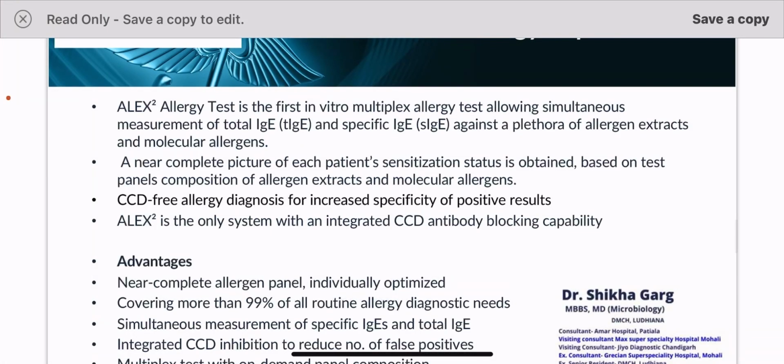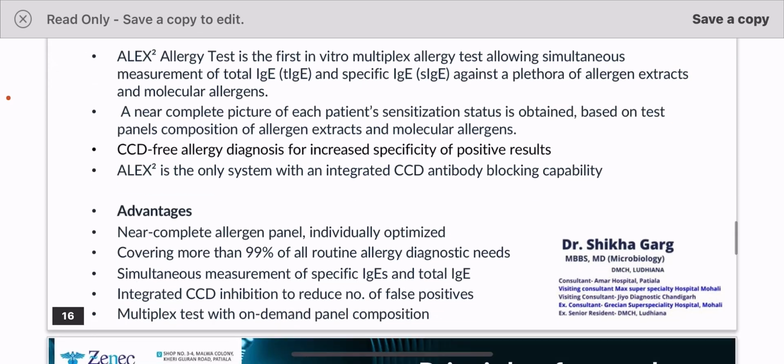So ALEX2 Allergy is the first in vitro multiplex allergy test. It allows simultaneous measurement of total IgE and specific IgE. It gives a near complete picture of each patient's sensitization status, based on the test panel composition of allergen extracts and molecular allergens. It's a CCD-free allergy diagnosis for increased specificity, and it is the only system with integrated CCD antibody blocking capability.